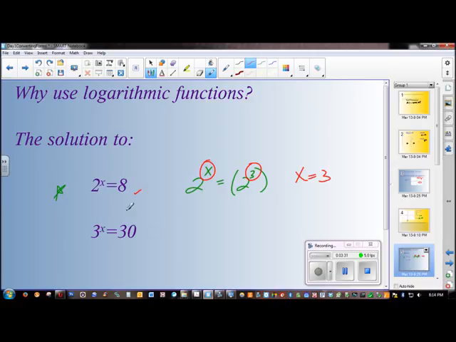Well, that's great when you've got something where you can come up with common bases, but when you move on down to this next equation, 3 to the x, now we've got to try to figure out some exponent here. And we don't know what the exponent is.